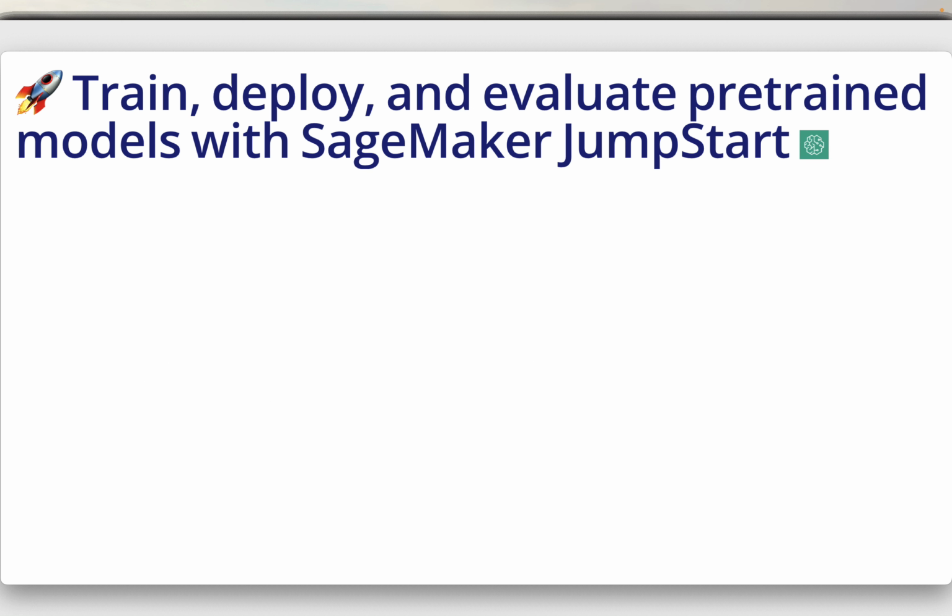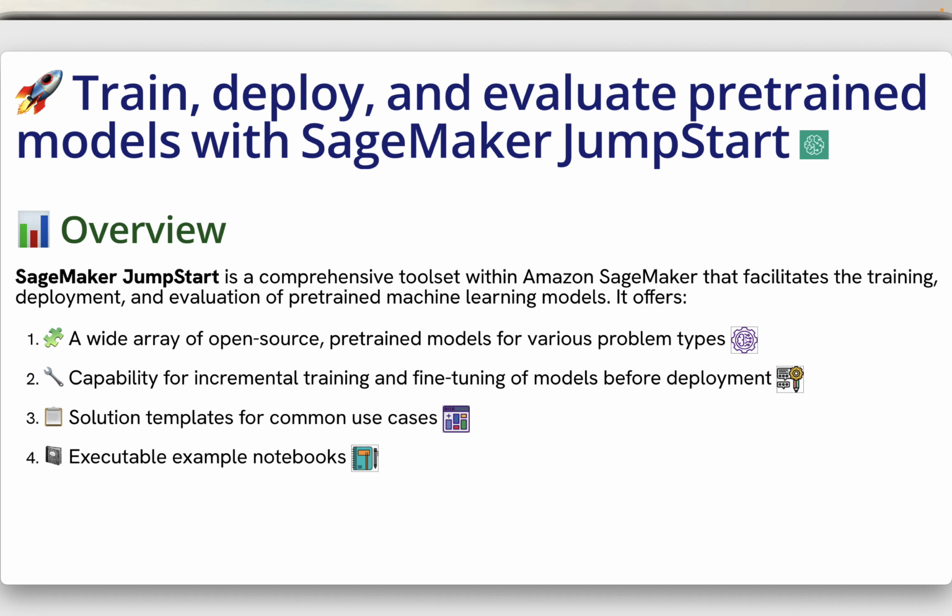Okay, next is Jumpstart, the other part. We have seen the no code, now we'll see the low code. So train, deploy, and evaluate pre-trained models with SageMaker Jumpstart. So Jumpstart is a comprehensive toolset within SageMaker that facilitates training, deployment, and evaluation of pre-trained models. It offers a wide array of open source pre-trained models for various problem types. It has the capability for incremental training and fine-tuning of models before deployment. There are solution templates for common use cases, and you have the executable example notebooks also.